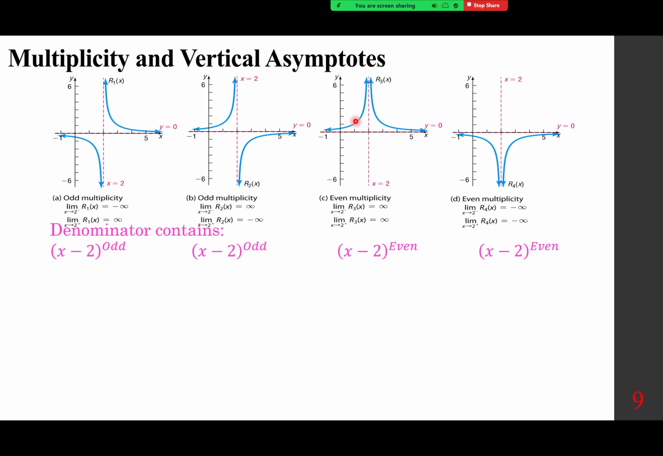However, look at this one. Because both sides have the same sign, x minus 2 must be to an even power. This one is the same thing: both sides have the same sign, in this case positive and in this case negative. So x minus 2 to an even power, maybe x minus 2 squared. That's the idea. Finding the vertical asymptote is very simple: after you simplify and put the rational function in lowest terms, you set the denominator equal to 0.